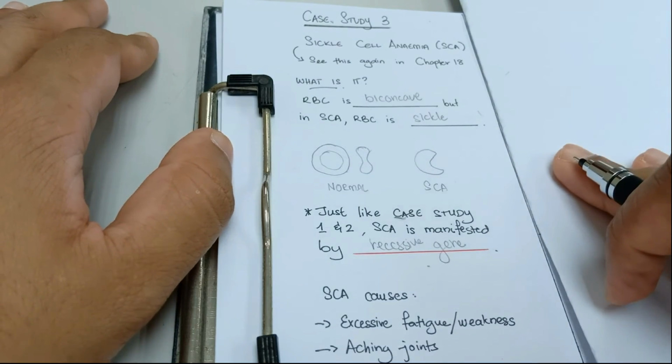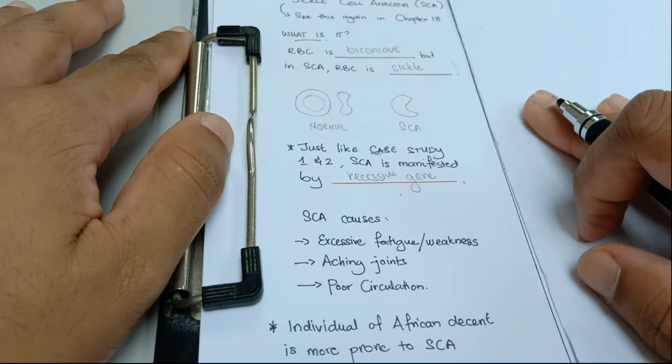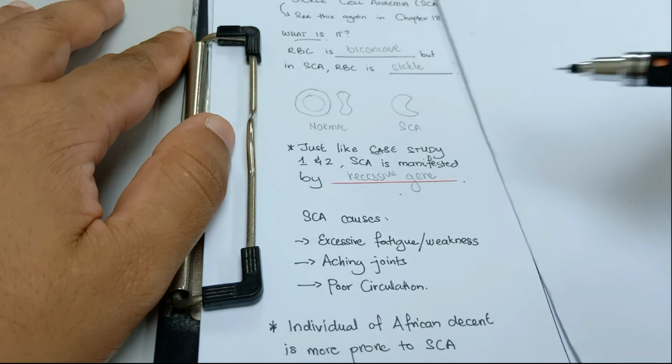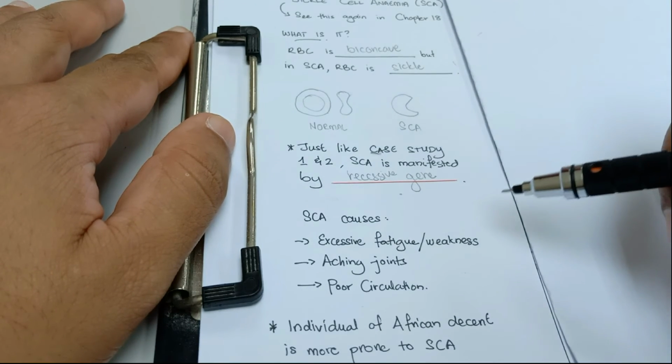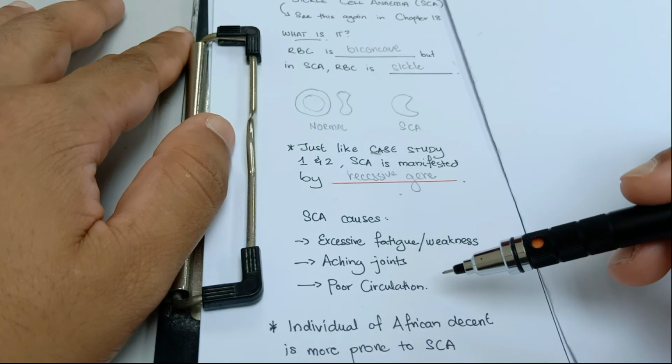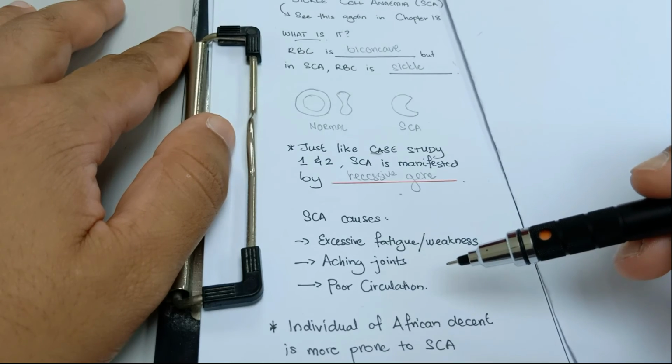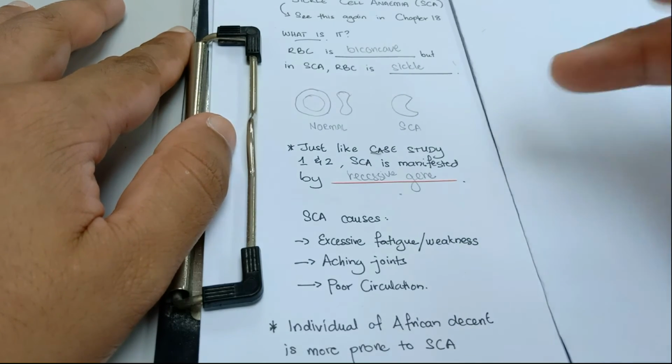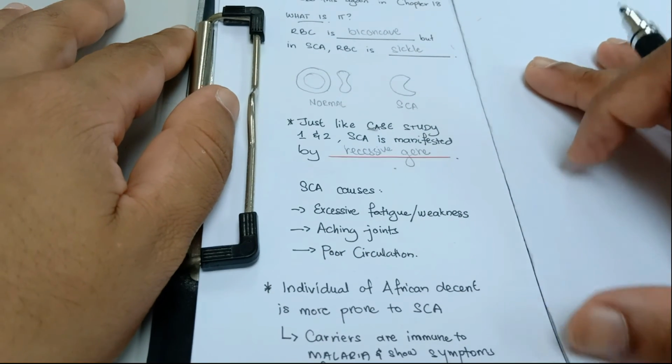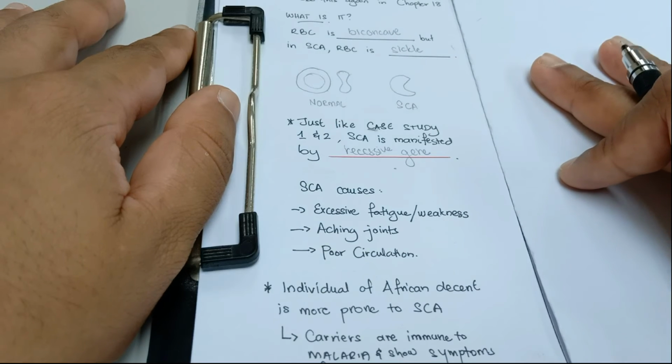Sickle cell anemia always causes excessive fatigue or weakness. The joints will be aching, and poor circulation. Now this might seem a little bit biased, but according to the WHO, an individual of African descent is much more prone to sickle cell anemia.